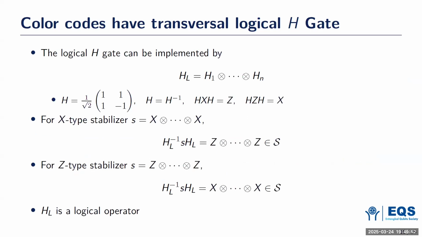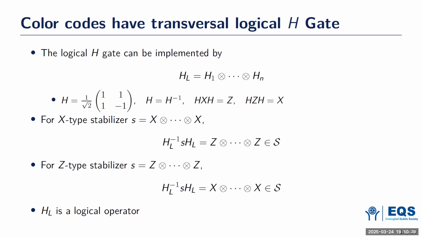And color codes also have transversal logical Hadamard gates. The logical Hadamard gate can be implemented just by the product of Hadamard gates. Note that H inverse X H is equal to Z, and H inverse Z H is X. So the conjugation with Hadamard interchanges X and Z.